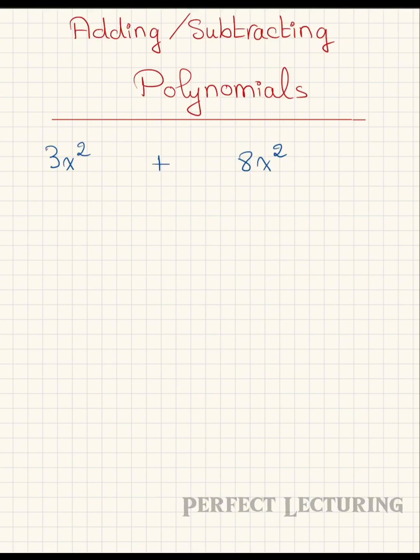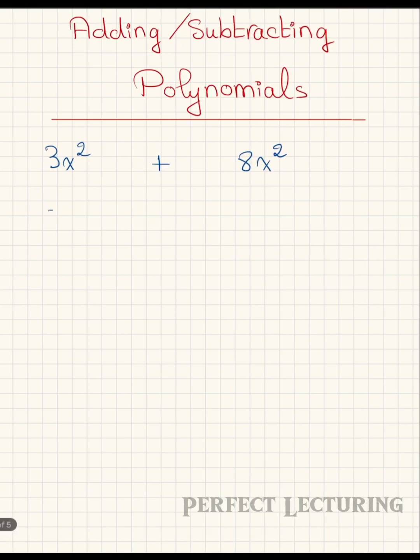Let's see. What is the first variable? It is x. And the second variable is x as well, so the first condition is satisfied. What about the exponents? The first and the second exponents are 2, so again the second condition is fulfilled, which means I can add these two terms. But how do I add? It means that I have to add the coefficients of these two terms, which means 3 and 8.